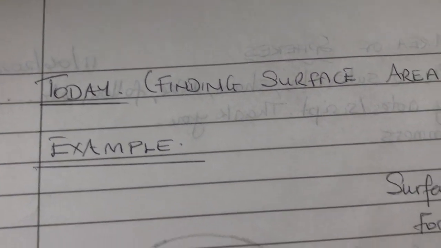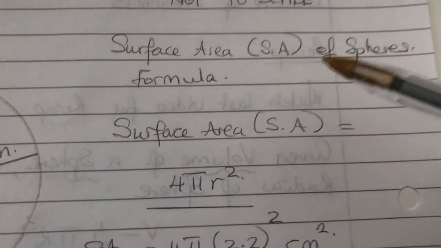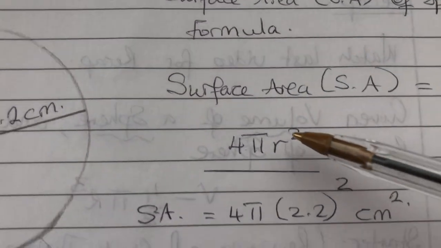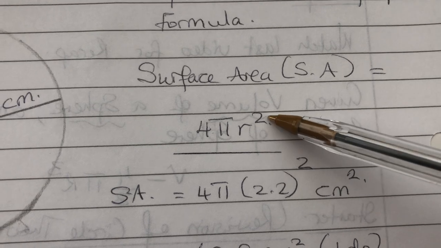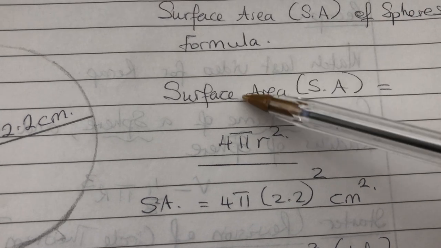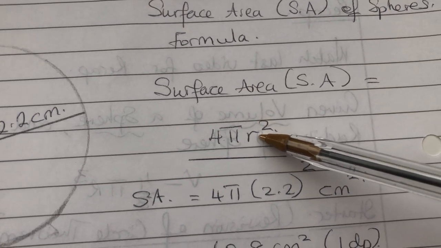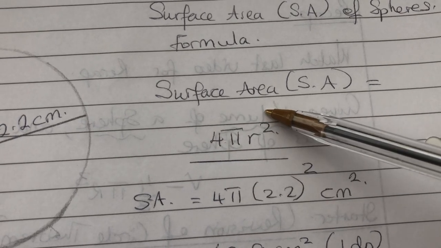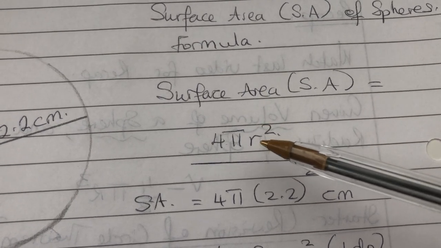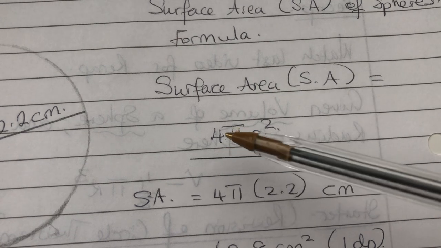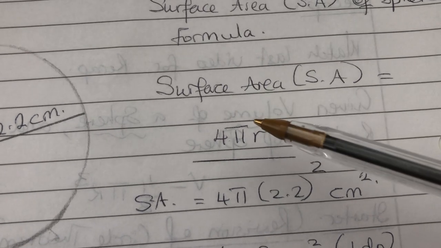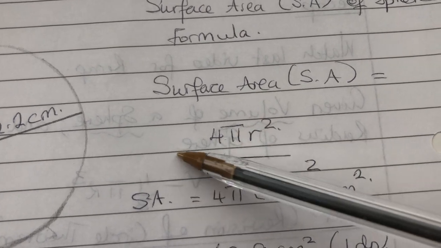So now this is the formula you need. The surface area of a sphere is 4 pi r squared, where r is the radius of the sphere. If you are given the surface area and they ask you to find r, then you should be able to use this formula. You can't use the volume formula, you can only use the surface area formula, because you don't have the volume here.